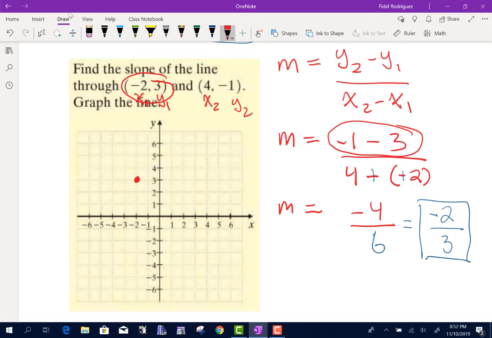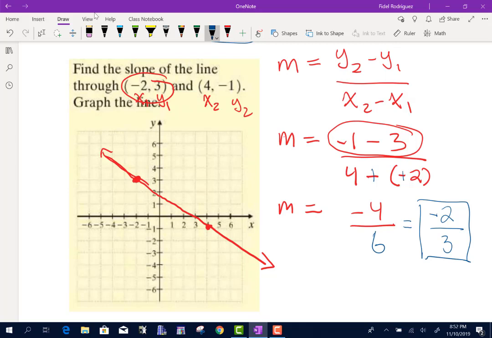My second point is 4, so I'm going to go to the right 4 and then down to 1. So here's my second point. And I'm doing this freehand, guys, so if my line's a little not straight, it's actually not too bad. I apologize, but I'm doing this again freehand. Okay, so now let's take a look at what the slope is telling me.